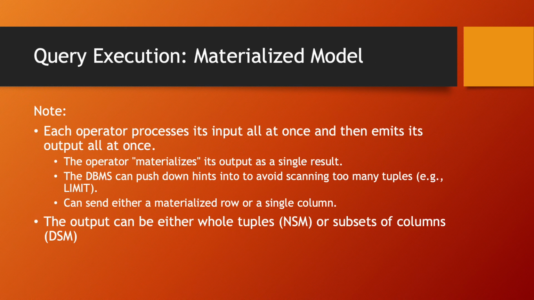VoltDB uses the materialized query execution model. Here each operator processes its input all at once and then emits its output all at once. The output can either be whole tuples or a subset of columns. It's better for OLTP workloads because queries only access a small number of tuples at a time, which leads to lower execution and coordination overhead and fewer function calls. It's not good for OLAP queries with large intermediate results. MongoDB is another example which uses the materialized model.